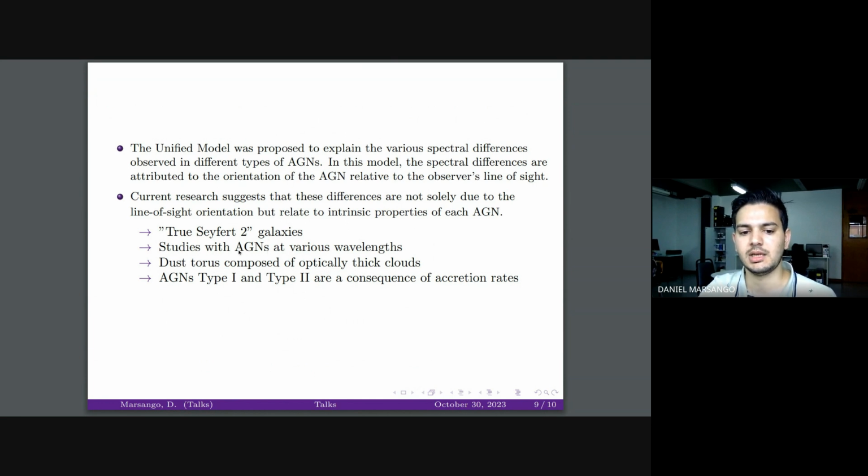For example, in Seyfert 2 AGNs, there is no gas around the supermassive black hole. In this AGN, the formation of the broad line is not expected. There is no gas for forming these lines. Studies with AGNs in the variable avalanche are composed of thick clouds. Studies suggest that AGN type 1 is a consequence of the accretion rate. The first idea, that the characteristics observed are related to the intrinsic properties of each AGN.